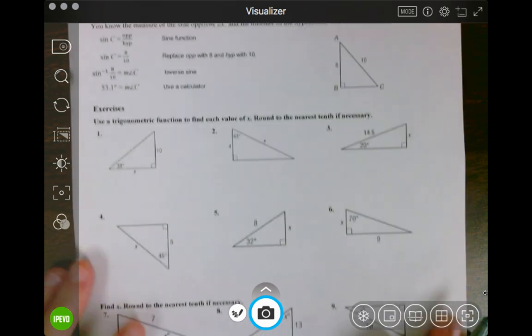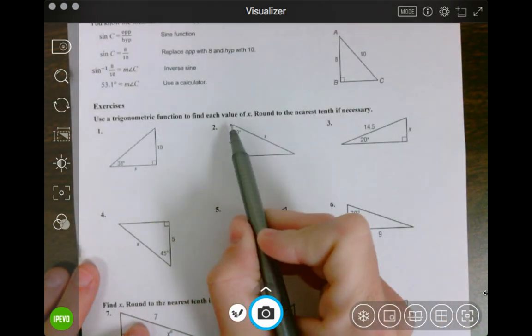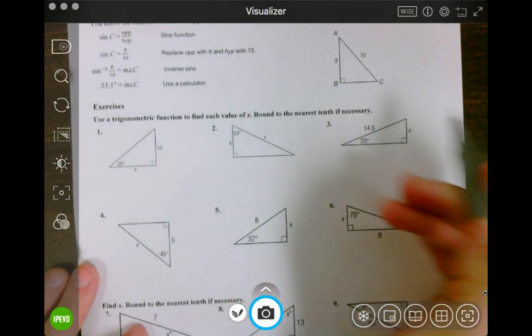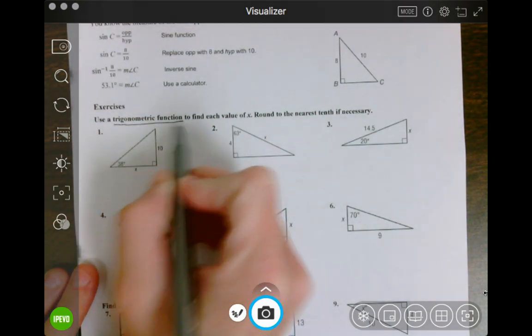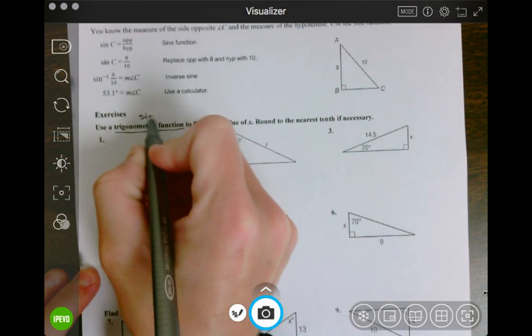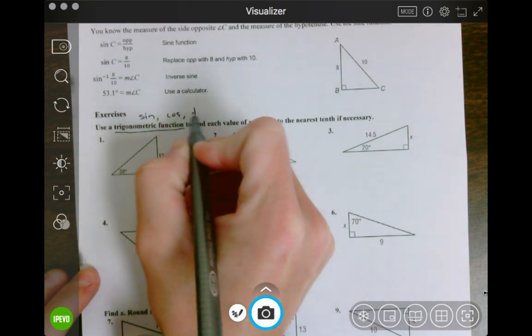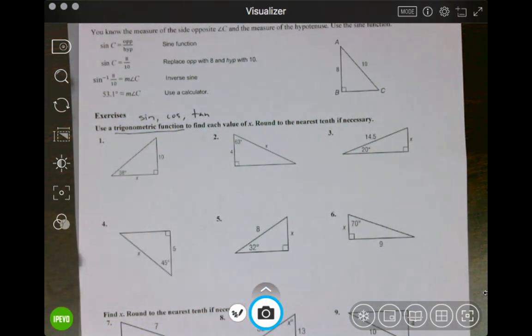Okay, never mind. Sorry. So use a trig function to find each value of x, rounding to the nearest tenth if necessary. Make sure you use your main trig function: sine, cosine, or tangent. I would not use your reciprocals because then you have to do all sorts of crazy things in your calculator.